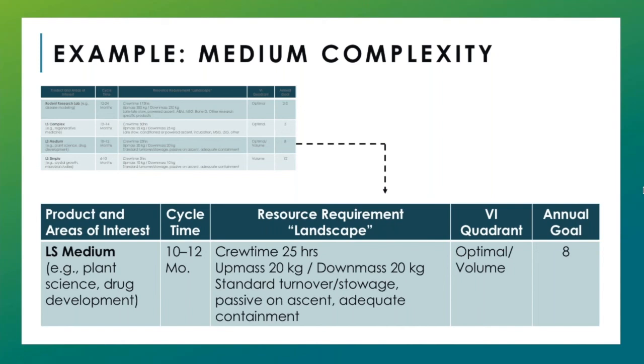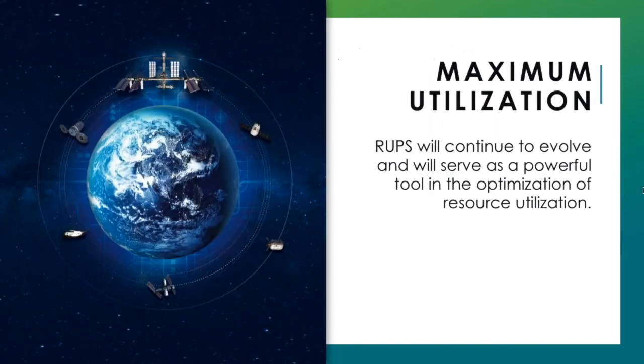And so this will give our science and technology, our commercial innovation department, our commercial service providers, and our ops teams the ability to understand how we, in near real time, adjust to this dynamic landscape that we live in, to assure that we're going to use every bit of resource that we have at our disposal. That's what RUPS is going to do for us.